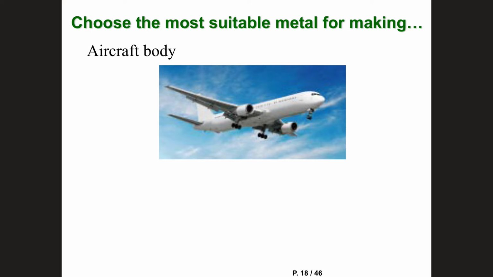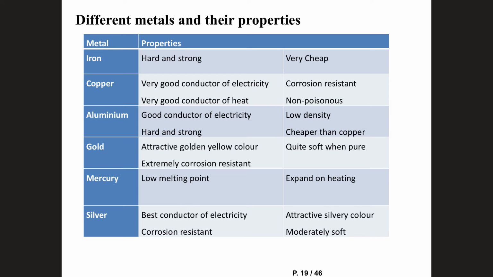Okay, how about aircraft body? Which metal would you choose? Would you choose iron due to its hardness? Or would you choose aluminium? Both iron and aluminium are hard and strong. However, aluminium has a lower density, which is a very important consideration in making aircraft body, because with lower density, the weight of the airplane could be lower. It is easier for the airplane to take off with a lower weight.